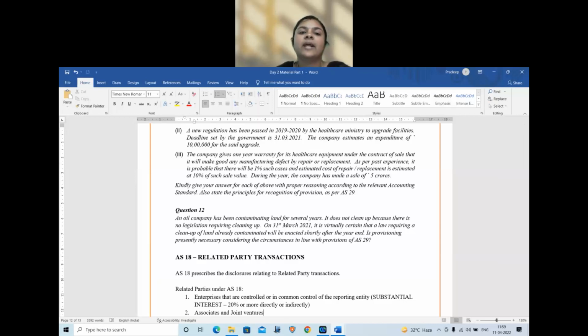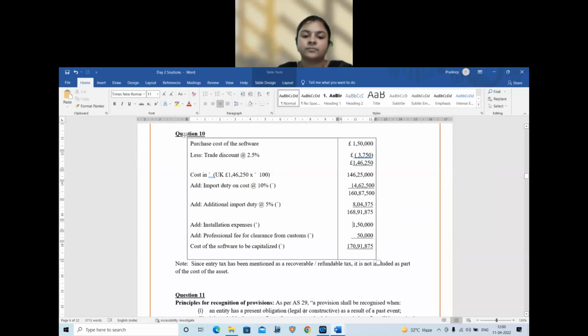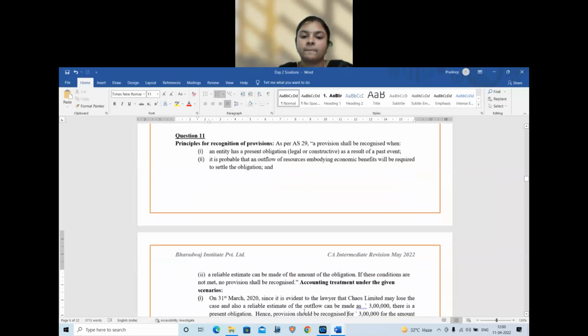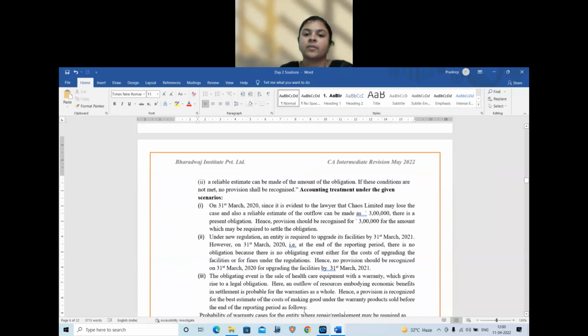Point number 2 or question number 2. A new regulation has been passed in 1920 by the Healthcare Ministry to upgrade the facilities. Deadline set by the government is 31/3/21. The company expects 10 lakhs for the upgrade. Answer. Provision. Okay.